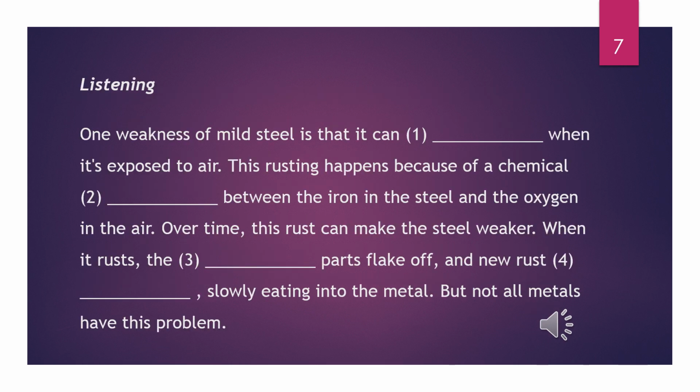One weakness of mild steel is that it can rust when it's exposed to air. This rusting happens because of a chemical reaction between the iron in the steel and the oxygen in the air. Over time, this rust can make the steel weaker. When it rusts, the rusty parts flake off, and new rust forms, slowly eating into the metal. But not all metals have this problem.